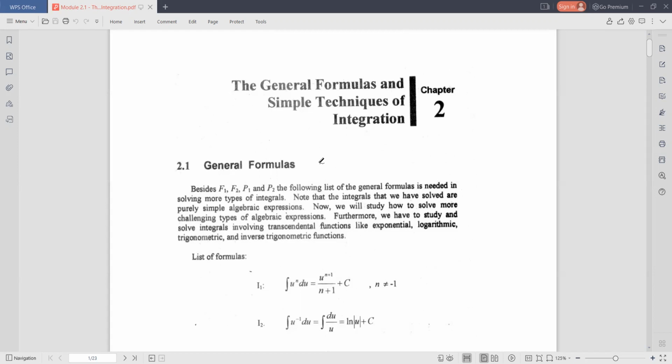we need some general formulas sa aton nga pag-solve sa ibang nga complex or advanced integral problems. So now we will study how to solve more challenging types of algebraic expressions. Furthermore, we have to study and solve integrals involving transcendental functions like exponential, logarithmic, trigonometric, and inverse trigonometric. So mahaba-haba ni siya. So I divided it by two parts now. So let's focus first part.